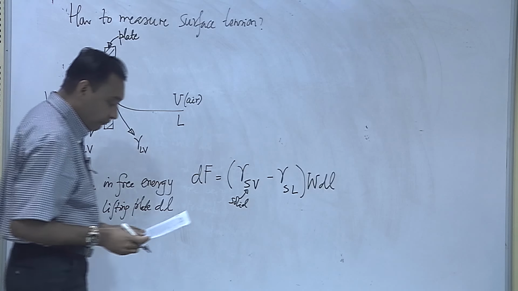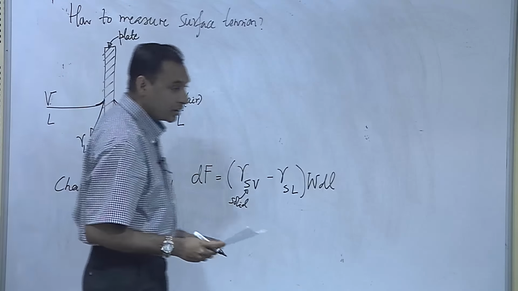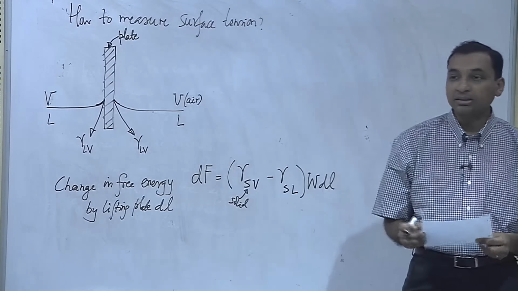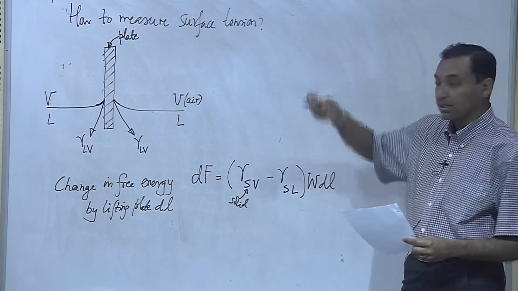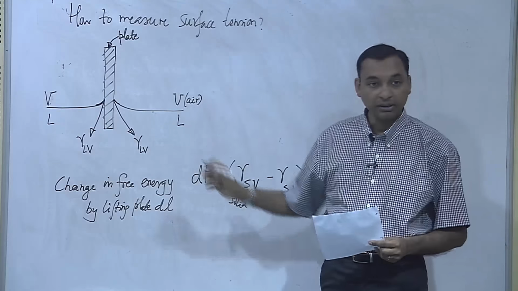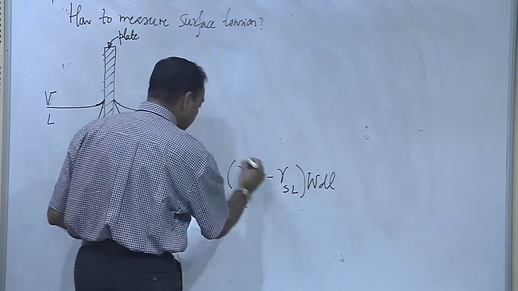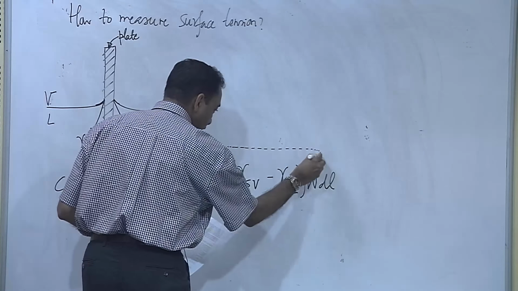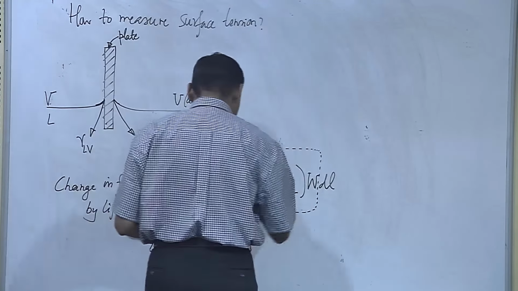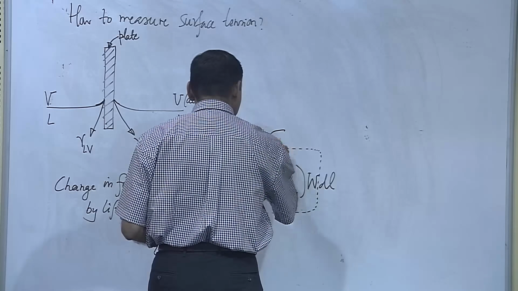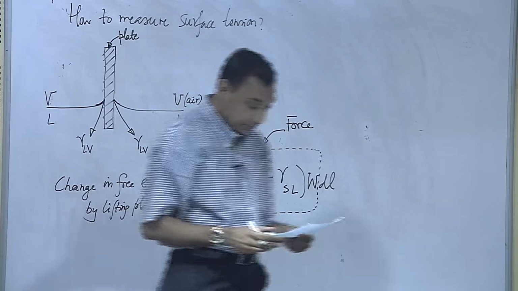So the force, if this is the change in the free energy, I know that if I have to move a certain distance dl, the work done will be W times dl, right? So this entire quantity will be the force. Okay. So this must be the force that is needed to move the plate.